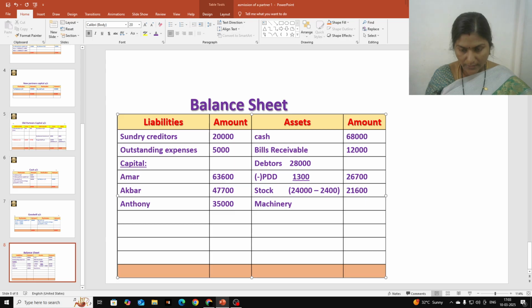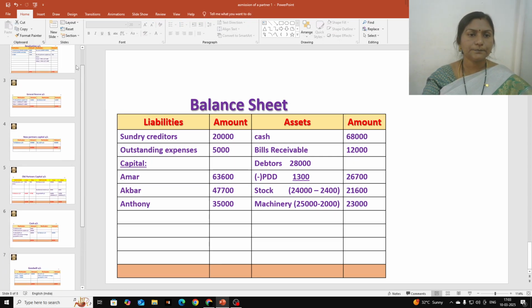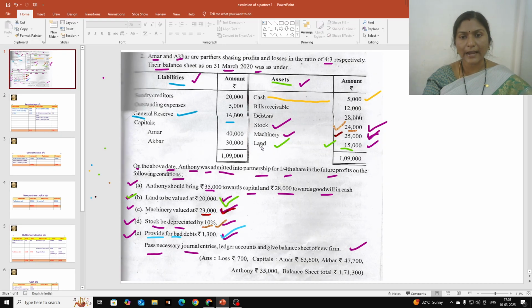Machinery, and how much do we have here? 25,000 minus 2,000. We are going to deduct it. How much will we get now? 23,000 we will put in the amount column. Okay, let us go to the next item. Next item is land, students.